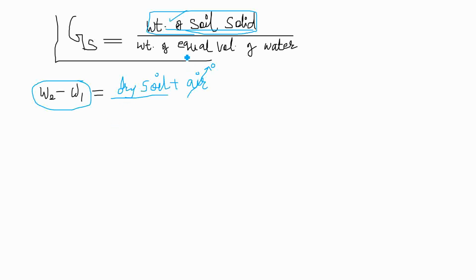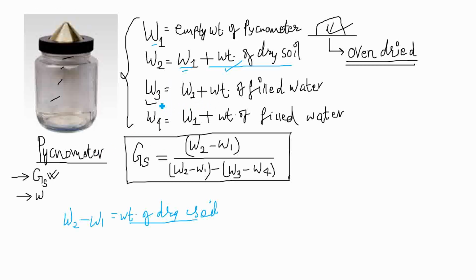Now let us look at the below term. There is the weight of an equal volume of water. Now to determine this below term, let us look at W3 minus W4 first. W3 is the weight of the empty pycnometer plus the weight of the soil solid plus the weight of the completely filled water. This is W3, and W4 is the weight of the empty pycnometer plus the weight of the fully filled water without the soil sample.